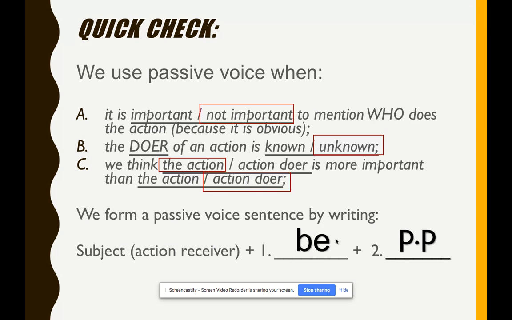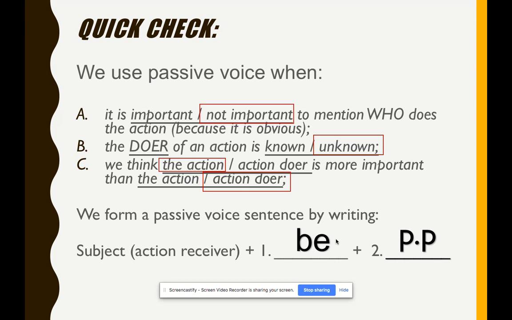So did you get it all correct? If you have done so, congratulations. Now I think it's almost the end. Let's have a very quick check of what we have learned. We use passive voice when it is not important to mention who does the action, or when the action doer is unknown, or we think the action is more important than the doer itself. We focus on the action, or we focus on the action receiver. So we use passive voice.